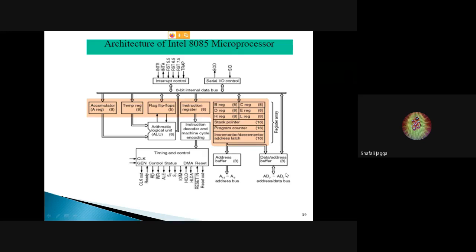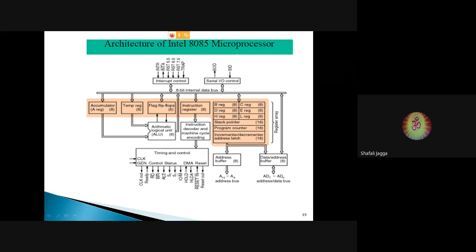So here demultiplexing takes place, AD0 to AD7. First this bus will have the address, and after that the same bus will have the data over it. So this is decided by the address latch enable signal.